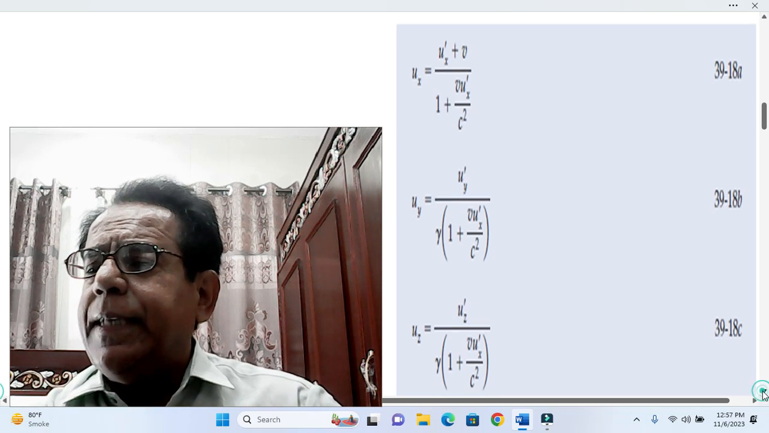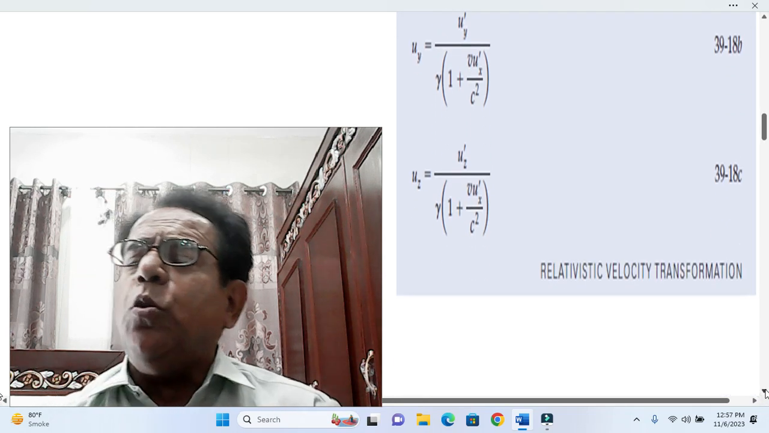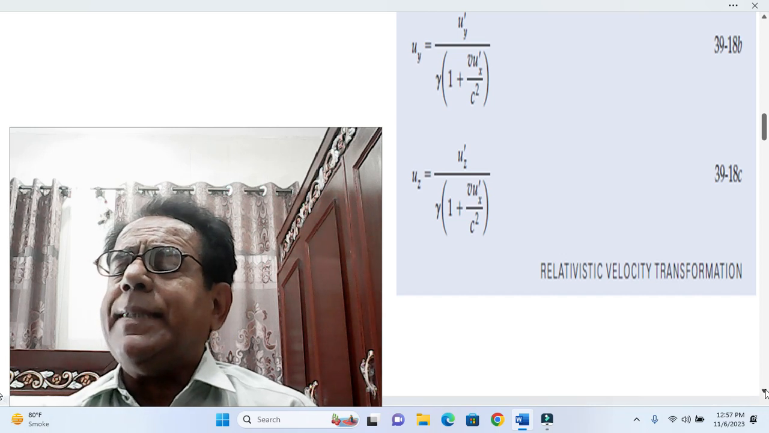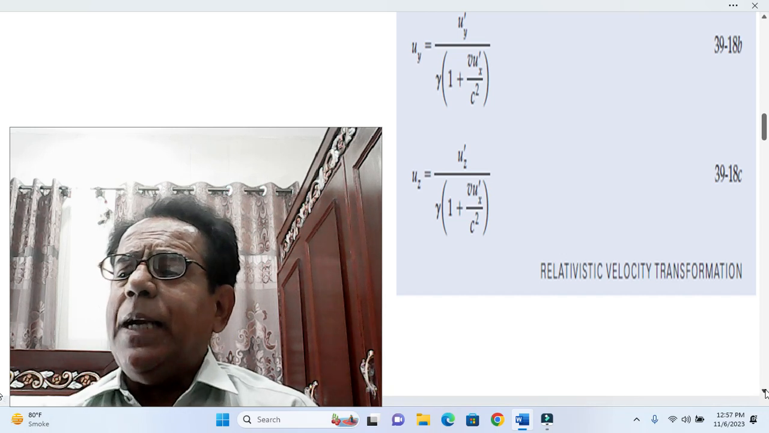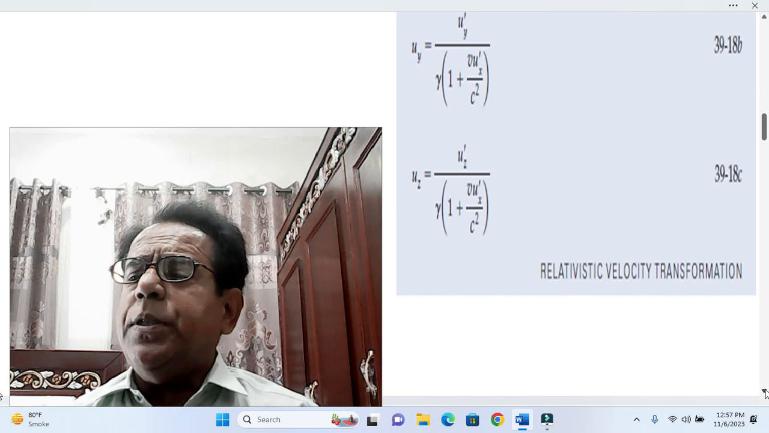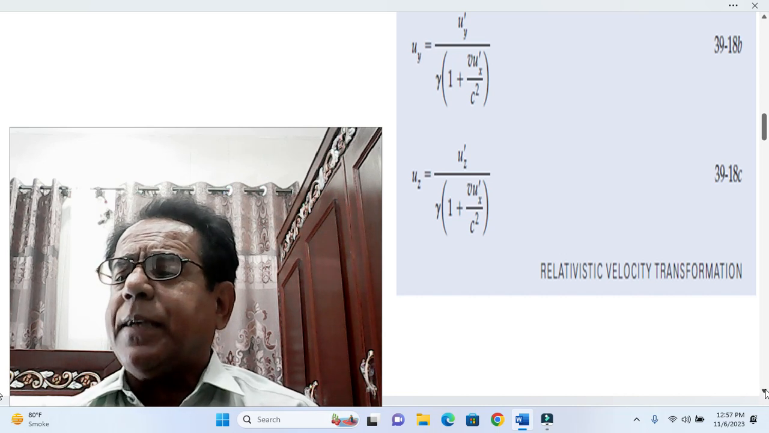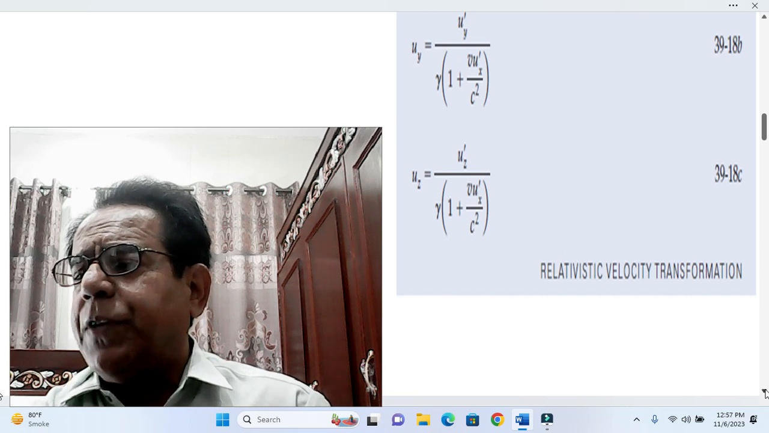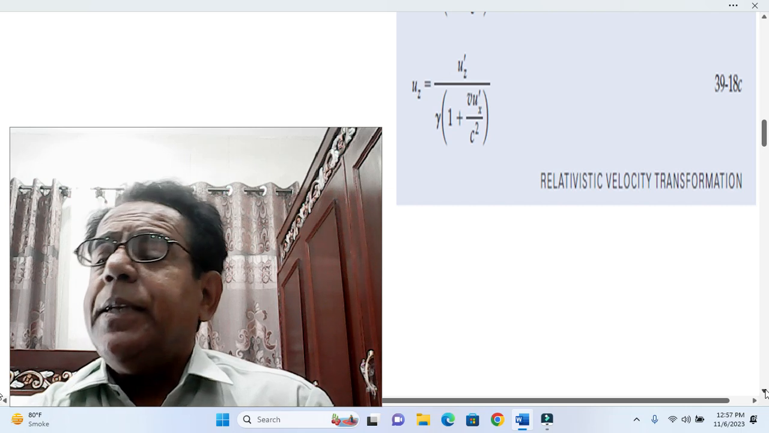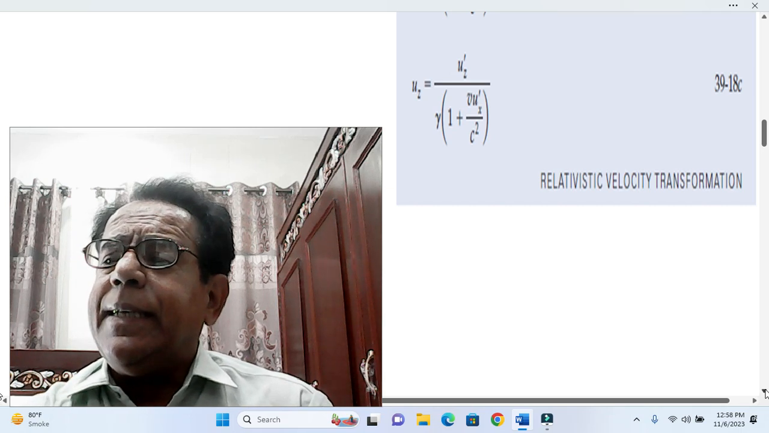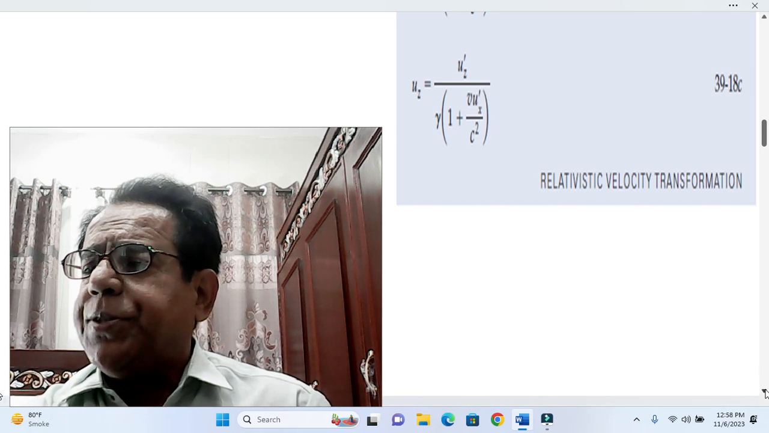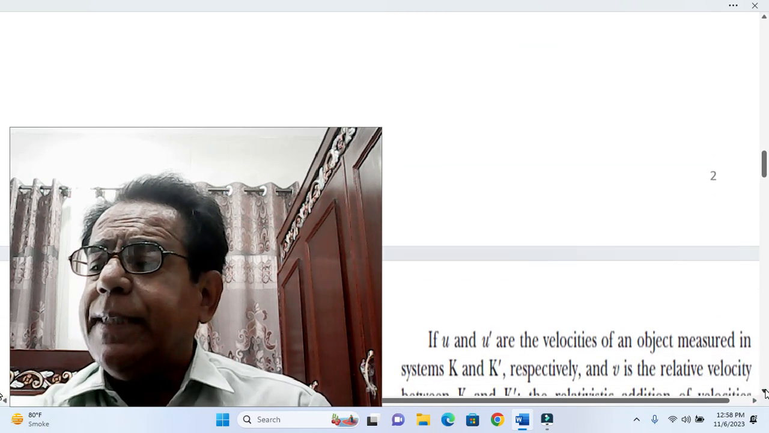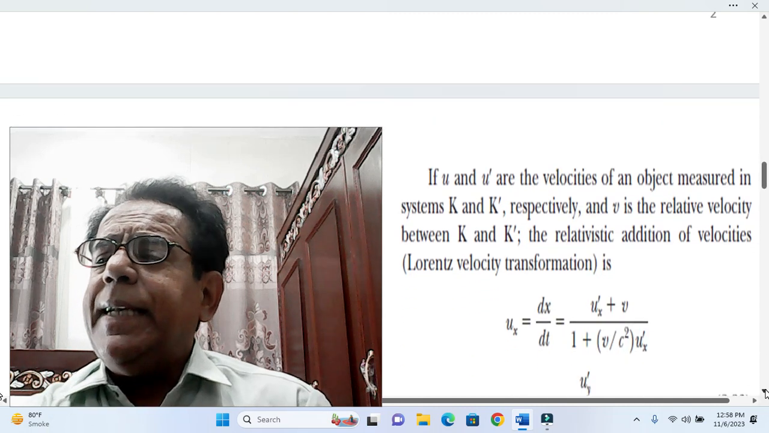Similarly, uy is equal to u dash y over Lorentz factor gamma into 1 plus v into u dash x over c square. Similarly, uz is equal to u dash z over Lorentz factor gamma into 1 plus v into u dash x over c square. This expression is under the title relativistic velocity transformation. Now we are going to see its alternate version contained in some other book.